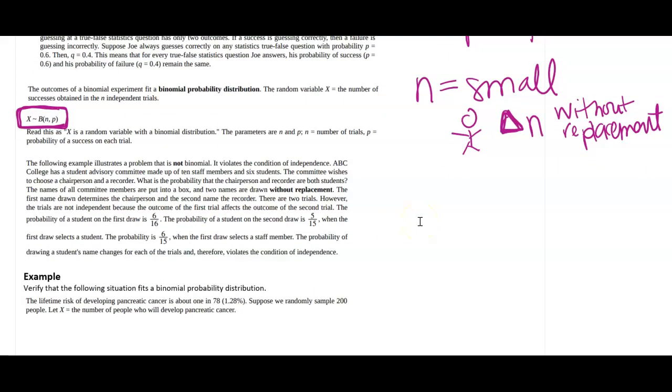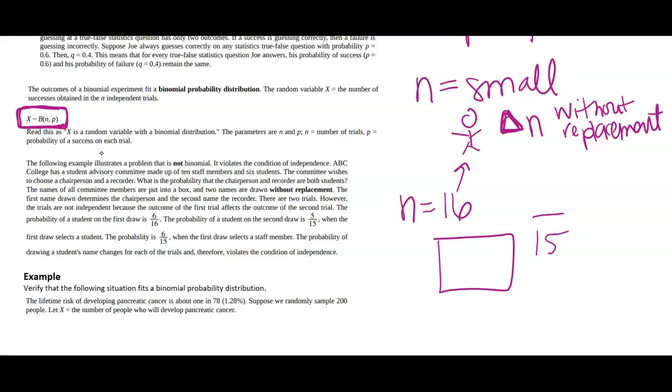So here's an example of not binomial in a little bit more detail. If you have some kind of college that's looking for a student advisory committee and you have 10 staff members and 6 students, that means a total of 16. Now you're going to pull one of these people out of the box. Once you take that person out, you're now only taking out of 15, and so on and so forth.